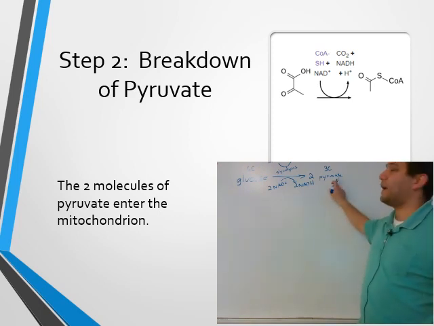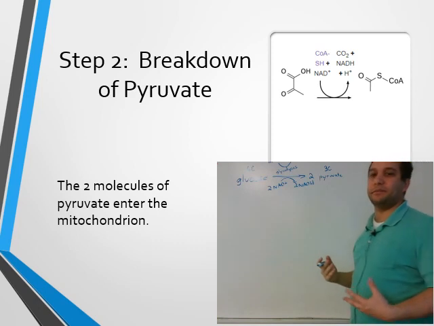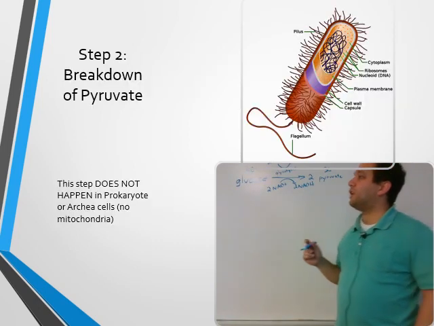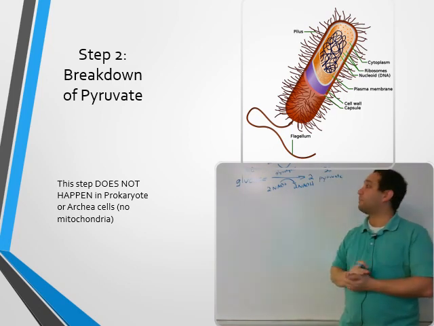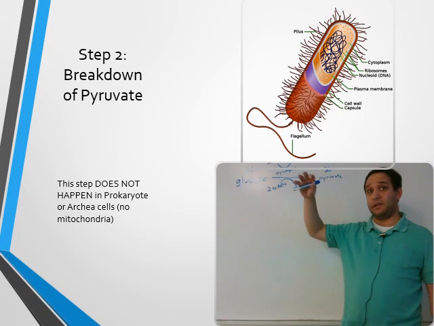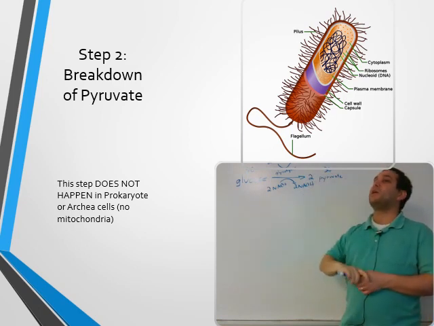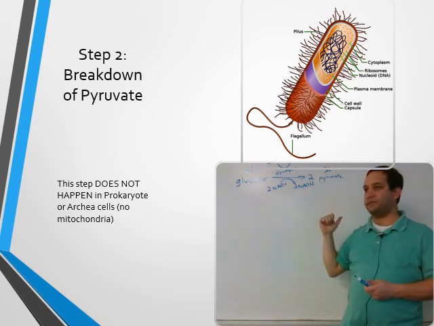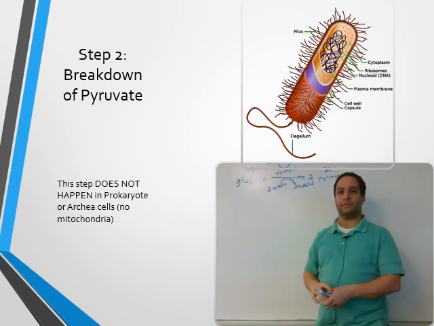You're going to take these 2 pyruvate. You're going to break them down. Now, this can happen in the mitochondrion. It's important to note that, yes, you do break down pyruvate in the prokaryotic cells with no mitochondria, but not in this manner for this process. It can happen, but not for the process I'm about to show you.